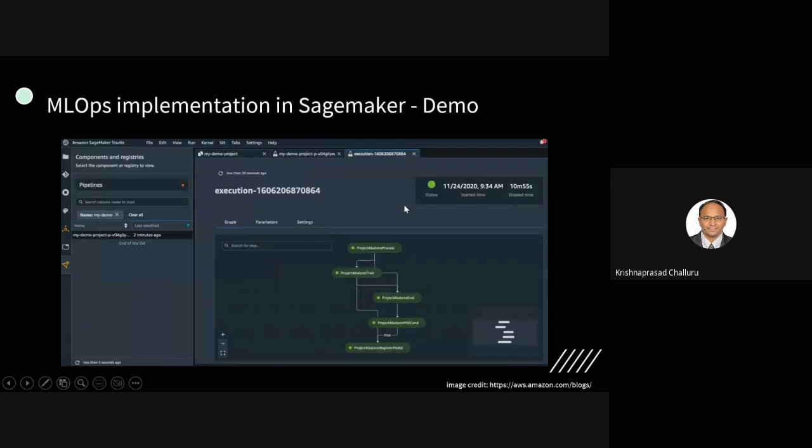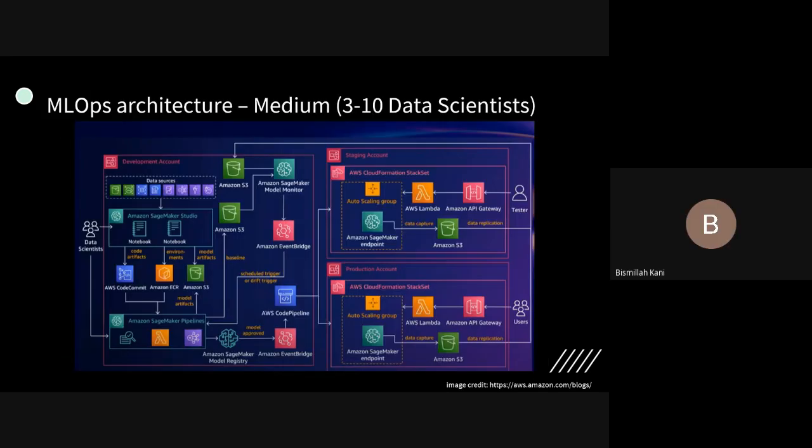Okay. Hey, this is Krishna here. I have one question. Can you please go back to that slide? Yeah, this one. So what is this Amazon EventBridge and API Gateway? Yeah, so Amazon EventBridge is basically like a trigger.